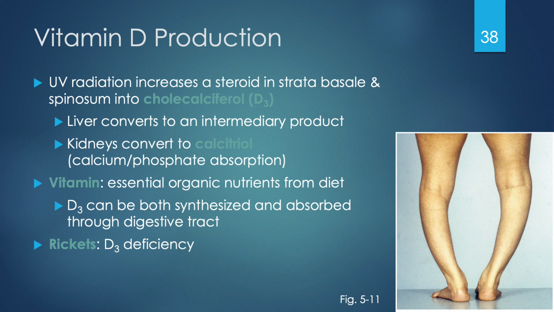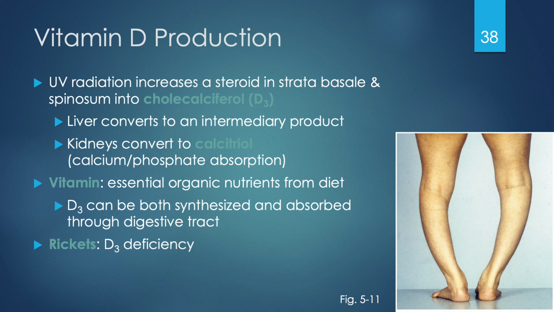So the liver will convert that to an intermediary product, and then the kidneys will convert it one step further to calcitriol, which is really important in calcium and phosphate absorption. So what this means is if somebody doesn't get enough exposure to sunlight, so they don't produce enough D3 or cholecalciferol, or alternatively, if they're not having enough supplement in their diet, they can develop rickets, which is a D3 deficiency.